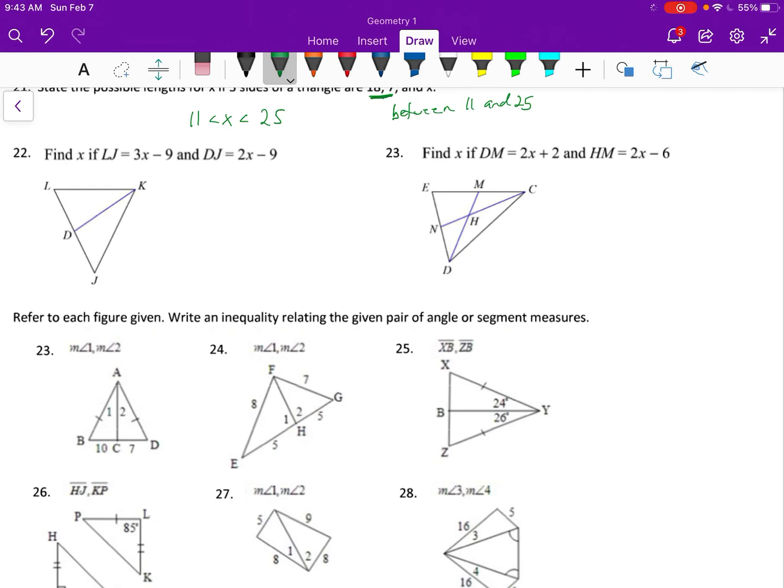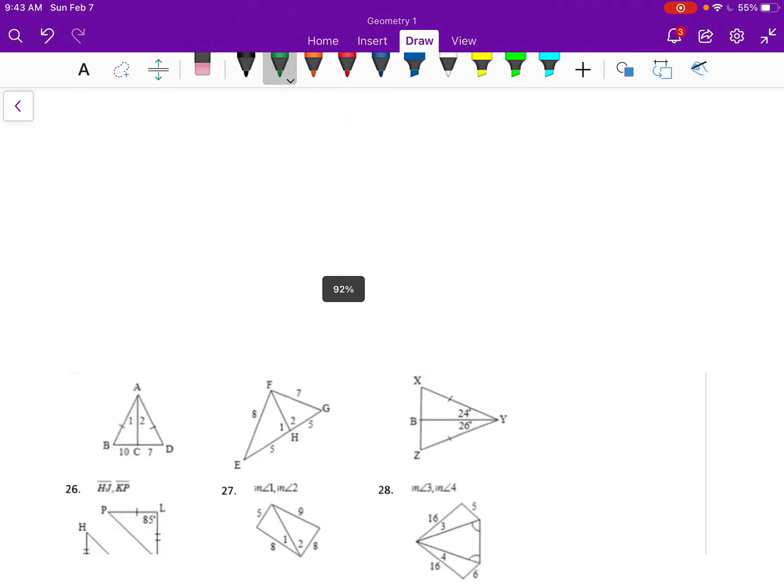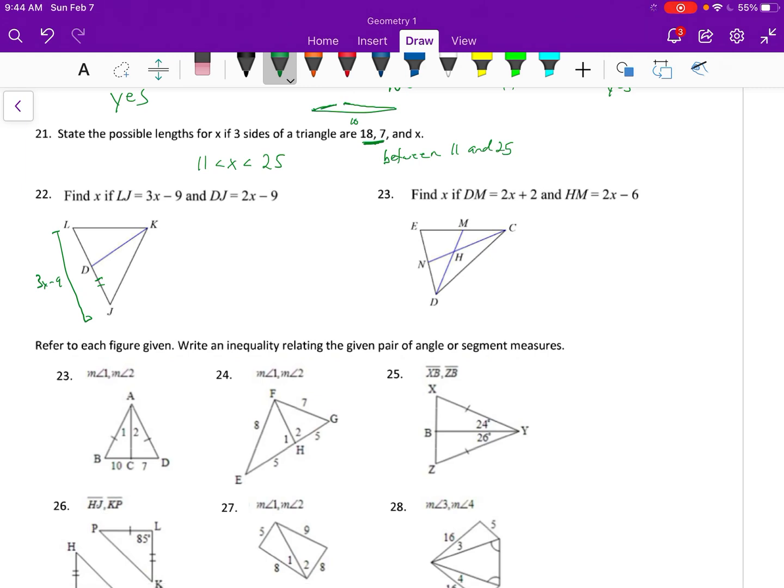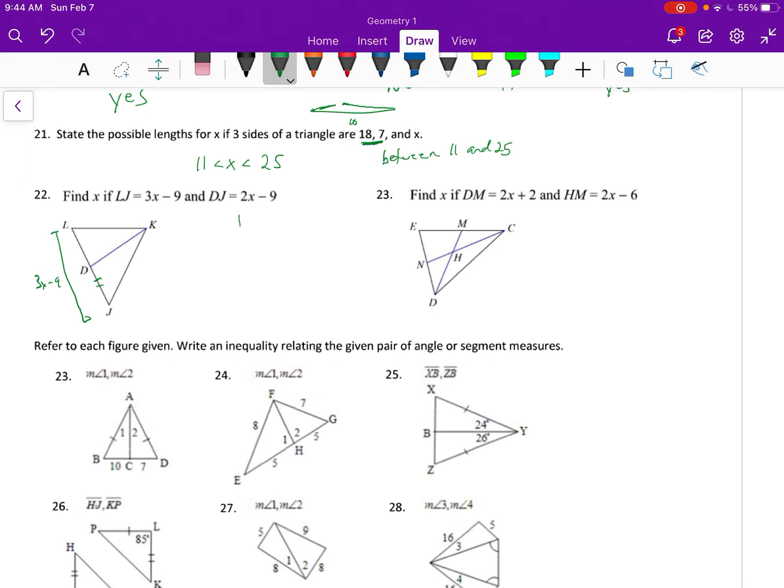Find x if LJ equals 3x minus 9. LJ is 3x minus 9. That's this whole thing. And DJ is 2x minus 9. Now, apparently I forgot some directions here. These are the medians. So DK is a median. NC is a median. So I apologize for that. So those are medians. Well, medians we know go through the midpoint.